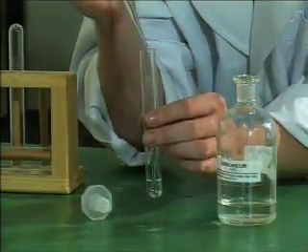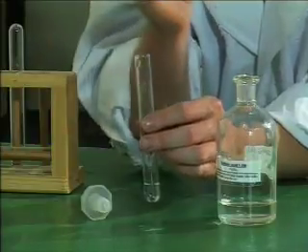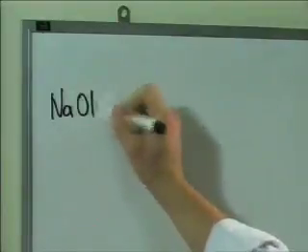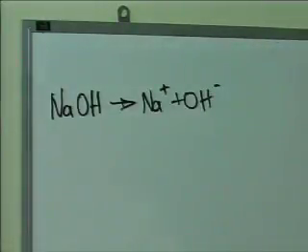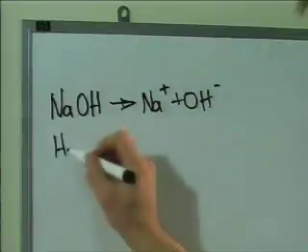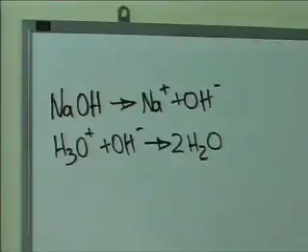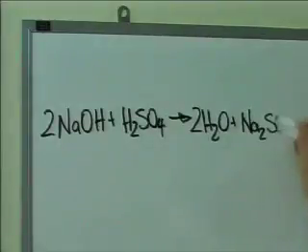Here, we're adding aqueous sulfuric acid to aqueous sodium hydroxide. Sulfuric acid ionizes in water to produce hydronium ions. Sodium hydroxide dissociates in water to produce hydroxide ions. Hydronium and hydroxide ions then complete the acid-base reaction. For simplicity, it's easier to write the overall equation.